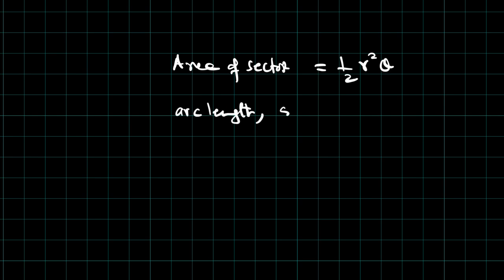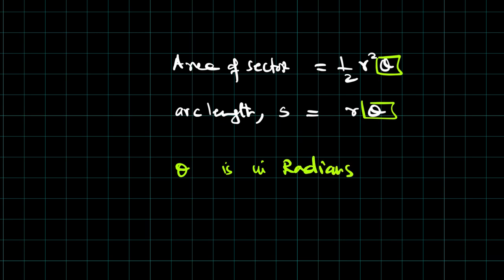What have we learned in this video? In this video, we have learned that the new formula for area of sector is half r square theta. The new formula for arc length, denoted by the symbol, is r theta. But for these formulas to work, what is necessary? Theta is in radians. Naturally, you'll be using the exact forms which you have already seen in the previous video.